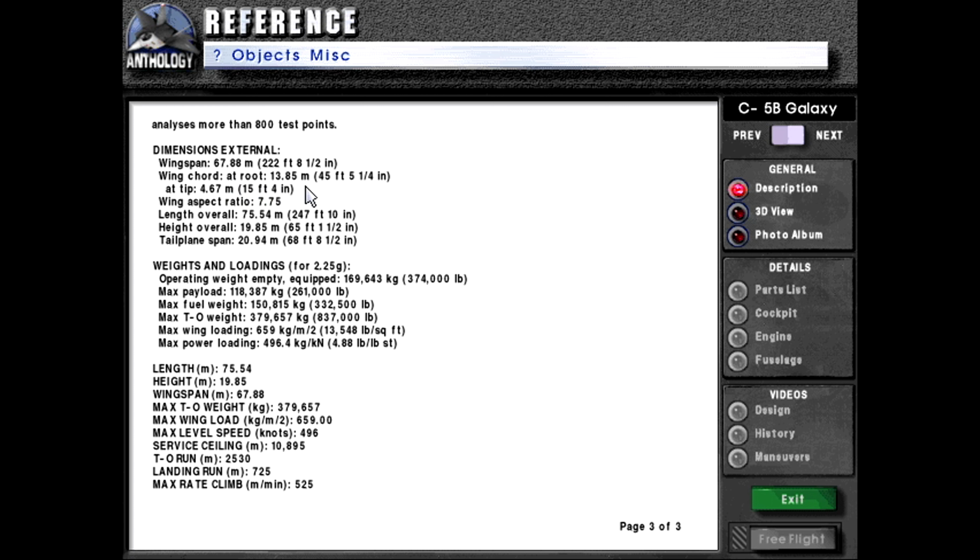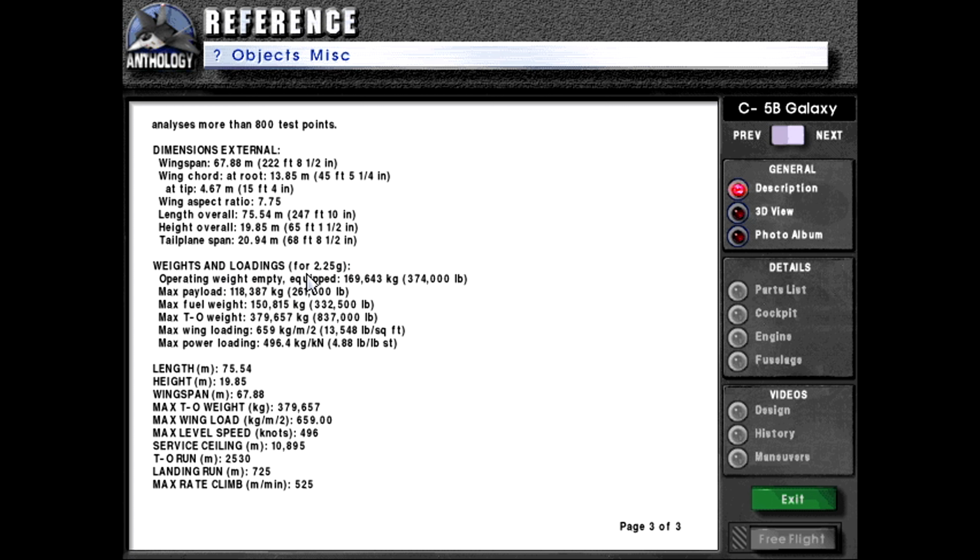Wing chord at root 13.85 meters or 45 feet 5.25 inches. At tip, 4.67 meters or 15 feet 4 inches. Wing aspect ratio 7.75. Length overall 75.54 meters or 247 feet 10 inches. Height overall 19.85 meters or 65 feet 1.5 inches. Tail plane span 20.94 meters or 68 feet 8.5 inches.